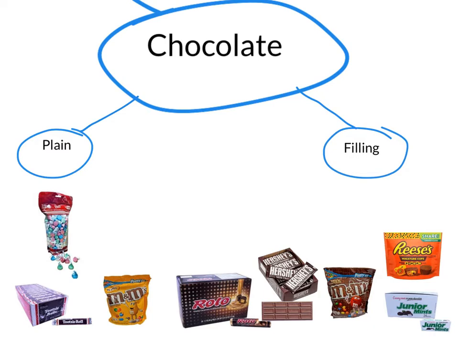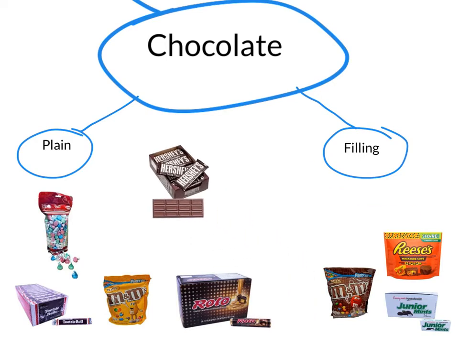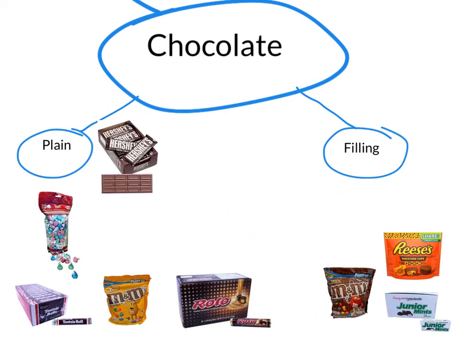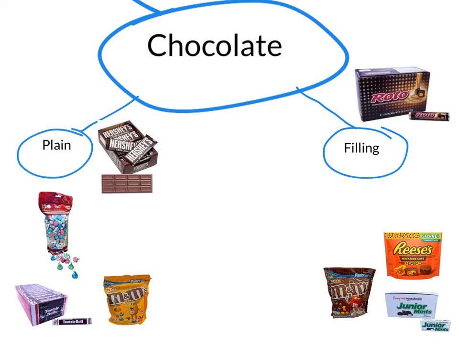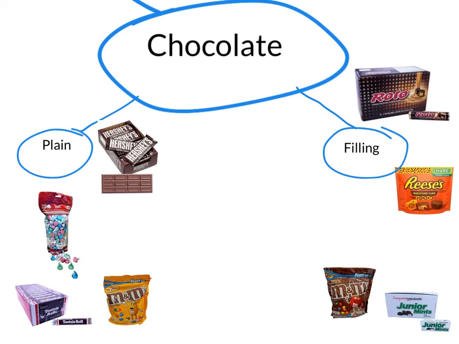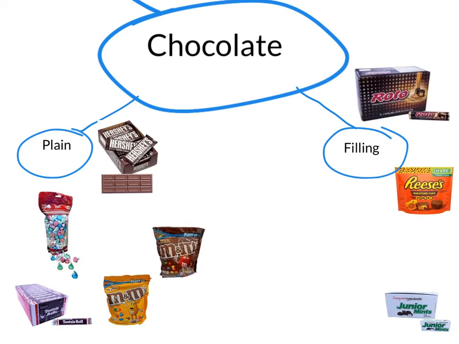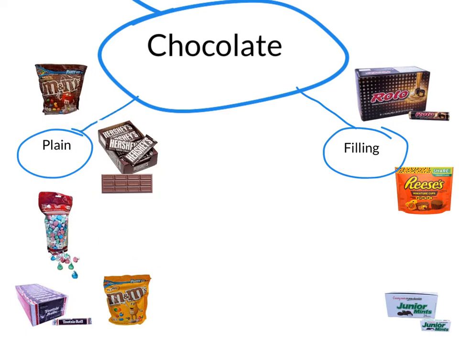And so we could sort these candies by their attributes. In this case, their attribute is whether they are plain chocolate, like Hershey's, or if they have some filling inside, like Rolos. So Reese's would be here, and M&M's would be here.